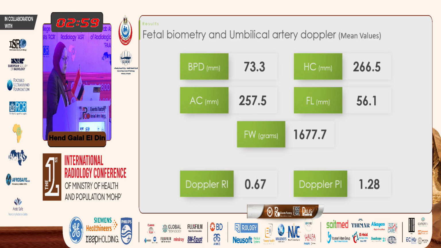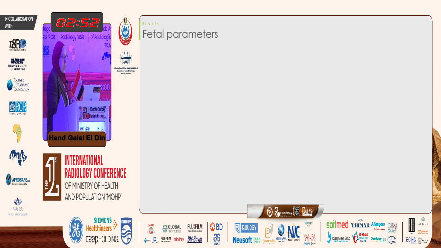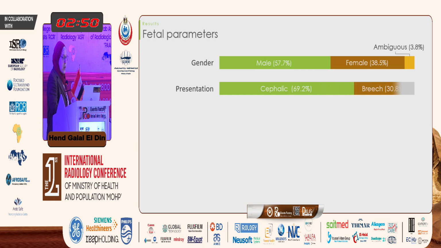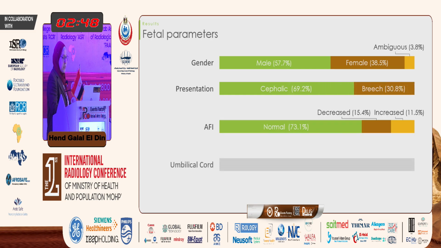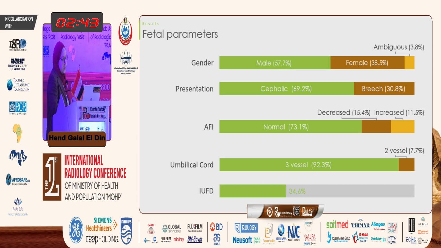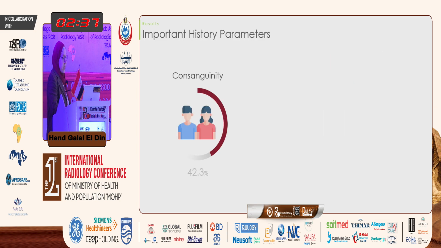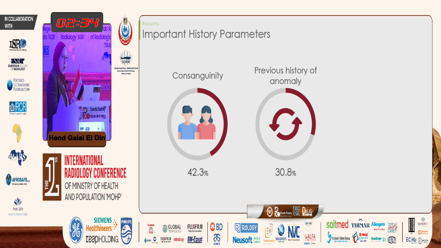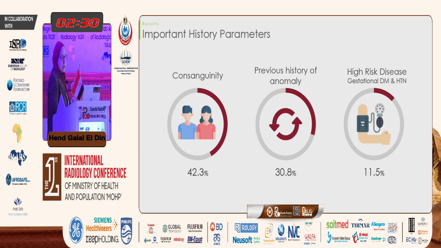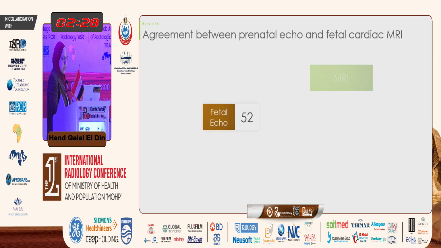The fetal biometry and umbilical artery Doppler mean value was satisfactory. As regards fetal parameters, male gender was more prominent, presentation was cephalic, and amniotic fluid index was normal in most, about two-thirds of them. Umbilical cord was 3 vessel, and one-third of cases had intrauterine fetal death. Consanguinity was about half of cases, previous history of anomaly was 30%, and high-risk disease was 11.5%.